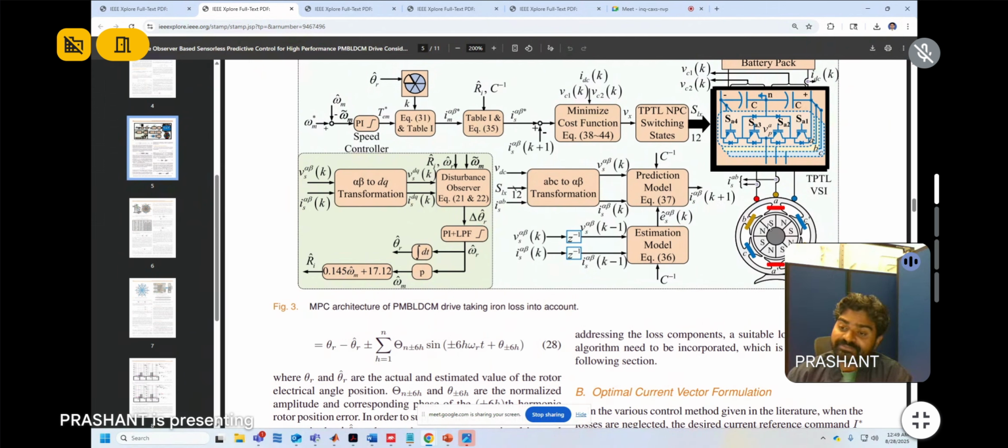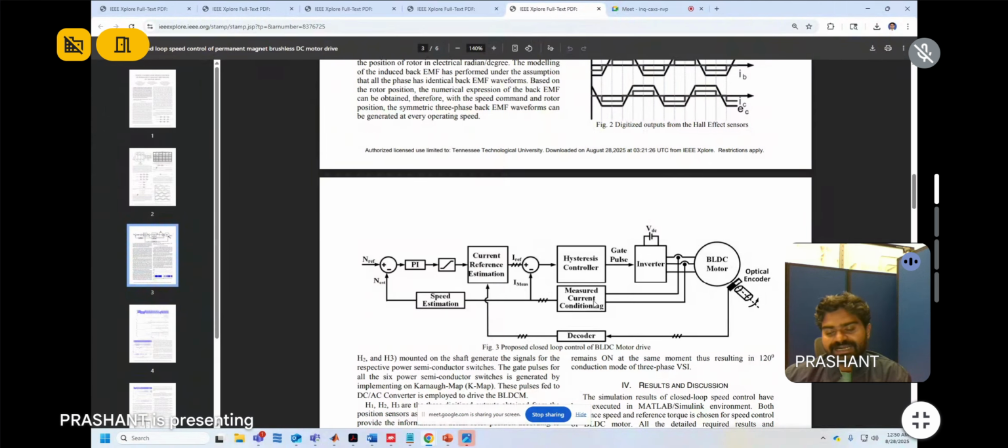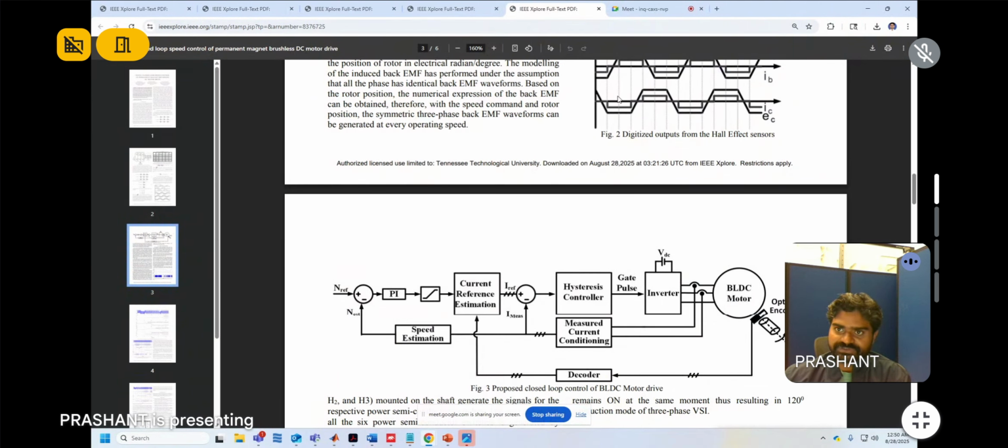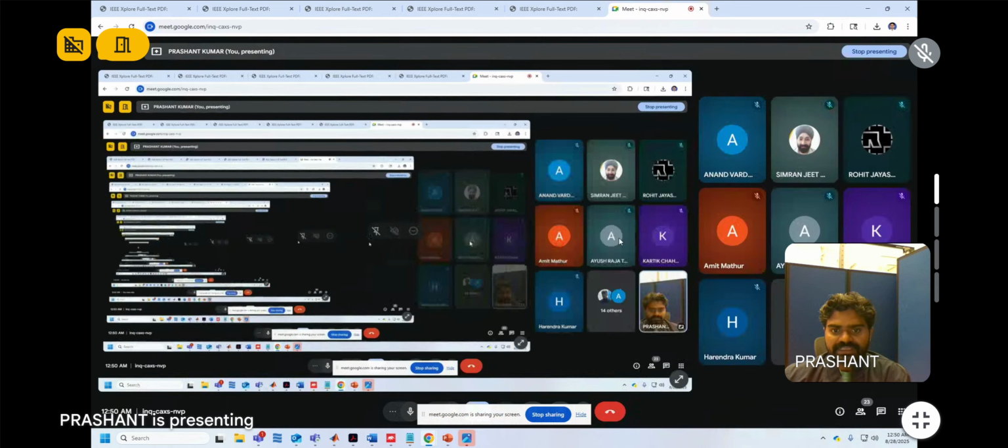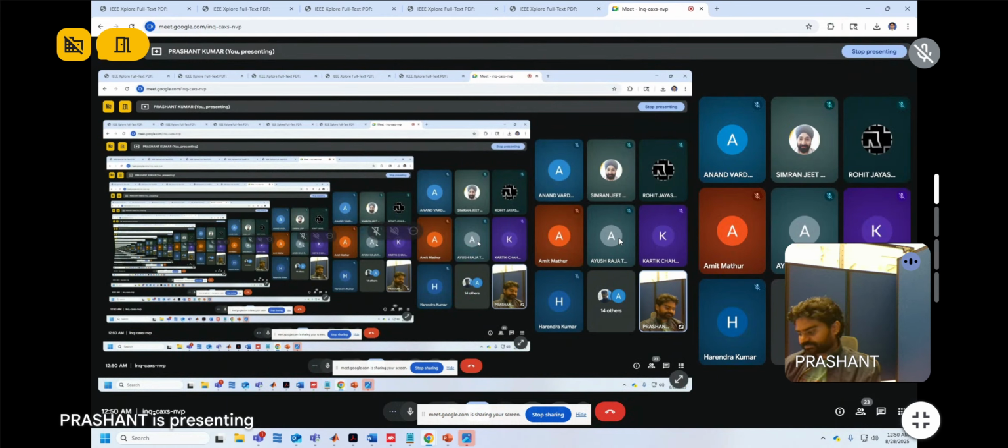So in case of permanent magnet motors, this is the thing that we should know, that we have closed loop, and before that I will explain the difference between open loop and closed loop systems. First I will explain open loop and closed loop.